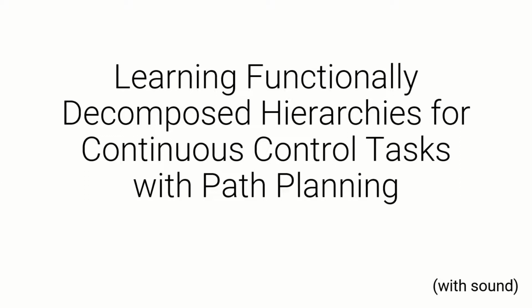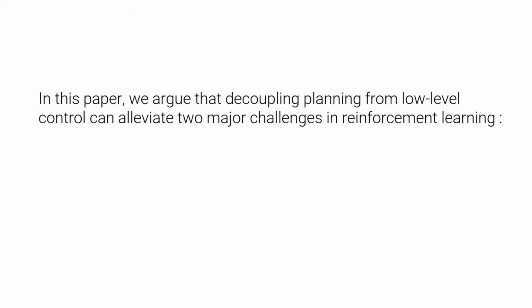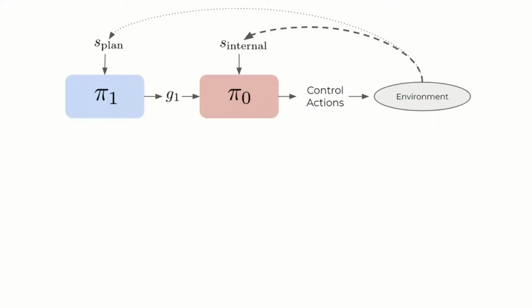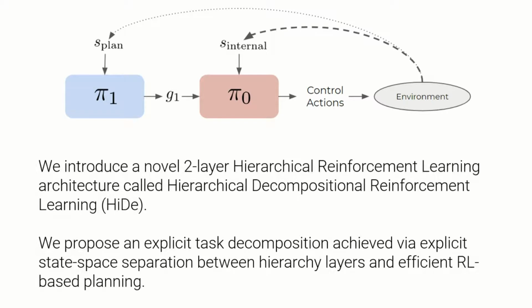In this paper, we present a novel hierarchical reinforcement learning architecture that decouples high-level planning from low-level control. We argue that this helps in solving two major challenges in reinforcement learning: solving long-horizon tasks, and generalization from training to different test environments. We solve these challenges by designing a novel hierarchical reinforcement learning architecture called HYDE.